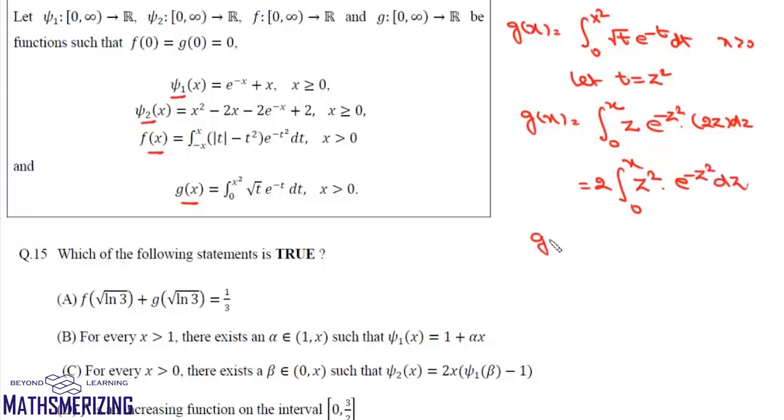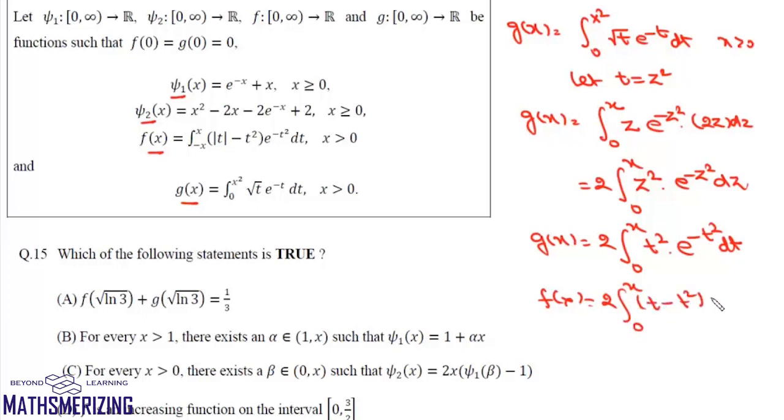And we know that in a definite integral, the variable doesn't matter. So we can write this as the integral from 0 to x of e to the power minus t² dt. Now this f(x) is the integral from minus x to plus x, and it is an even function. So we can write this as 2 times the integral from 0 to x, and now this mod t will be simply t, so it will be t minus t² e to the power minus t² dt. Now we'll add these two functions.